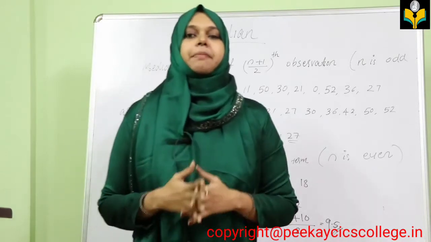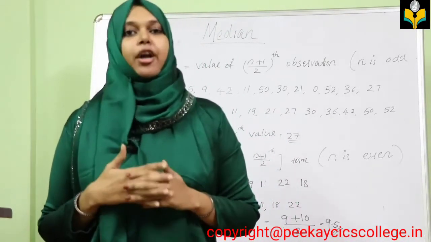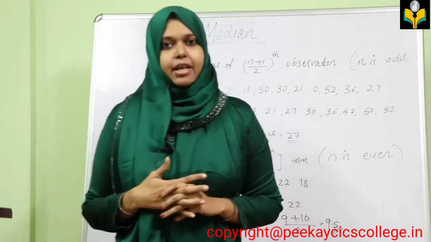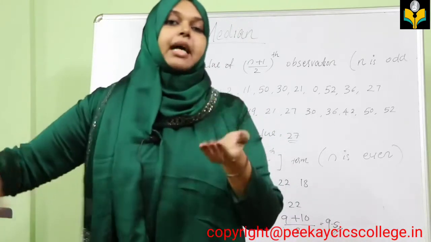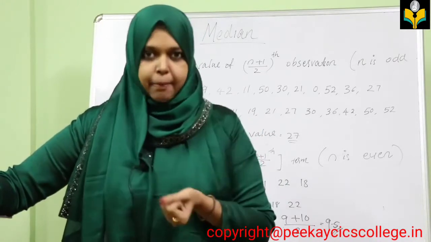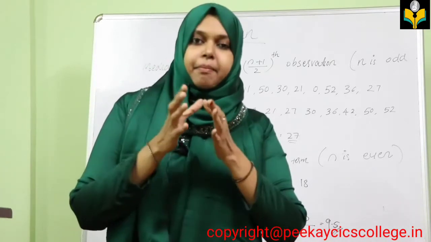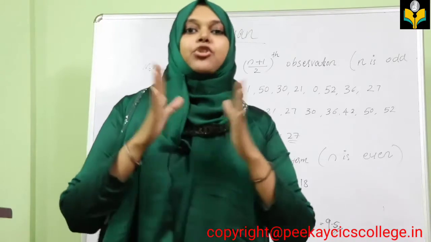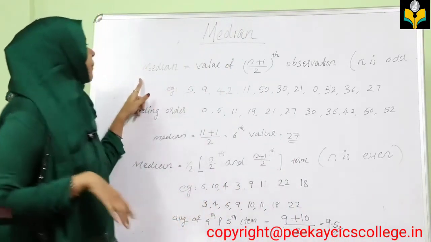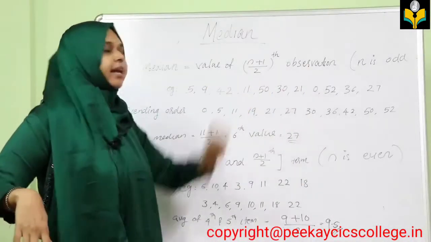So the first step to find the median is to arrange the data in ascending or descending order. First you have to arrange your data in ascending order, then you have to make two equal parts. So the median of a distribution is the value which divides the data into two equal parts. For example, median is the value of the (n plus 1) by 2th observation when n is odd.